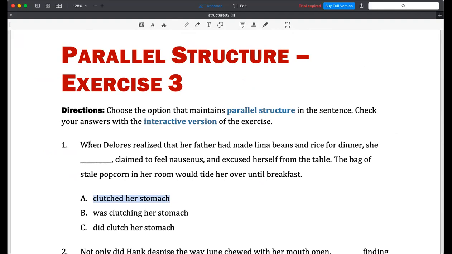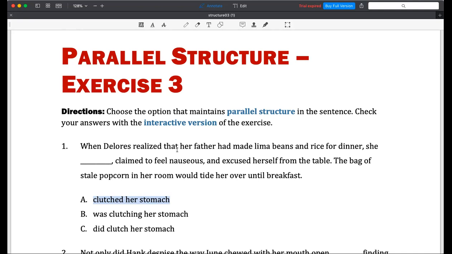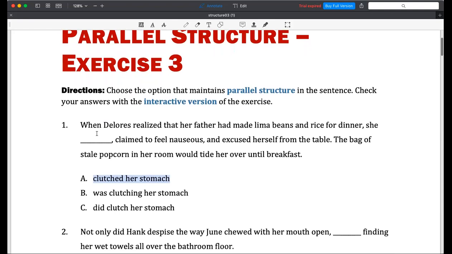The first question is, when Dolores realized that her father had made lima beans and rice for dinner, she did something, claimed to feel nauseous, and excused herself from the table. So you see the verb phrase. This is a verb phrase. It started with a past verb. Which one do you think must be correct?